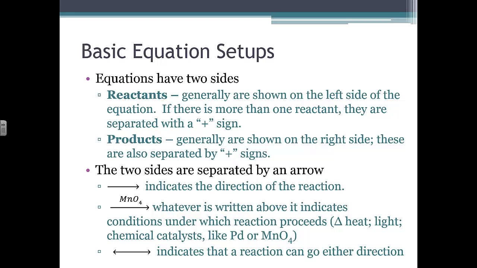The arrow could be a simple one pointing to the right, just indicating the direction of the reaction. If the arrow has something written over it, then whatever's written above it is indicating the conditions under which the reaction proceeds. Is it going to require heat, light, or some sort of chemical catalyst like palladium or permanganate? Or you may even have a double-headed arrow, which indicates to you that the reaction actually can go either direction.